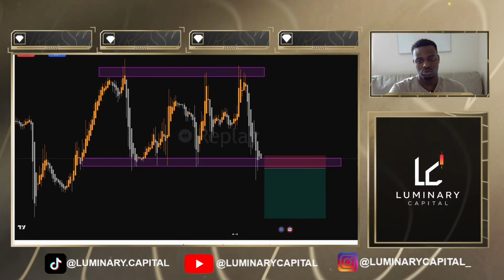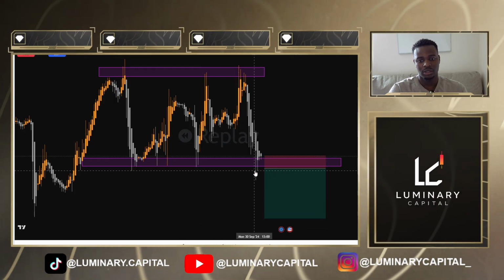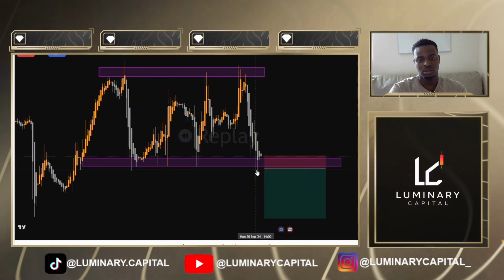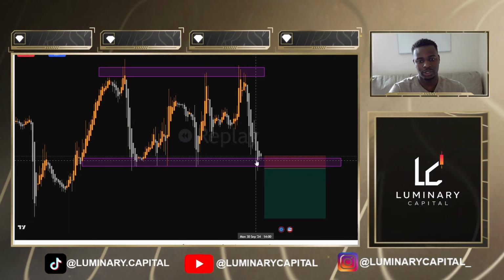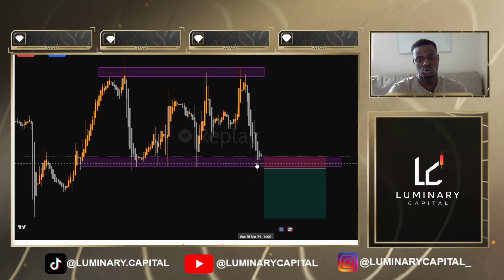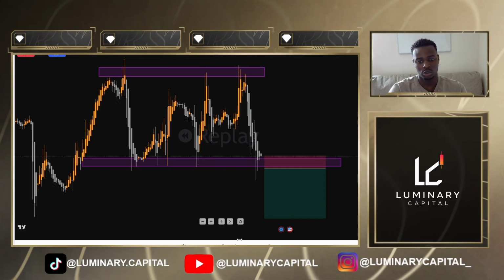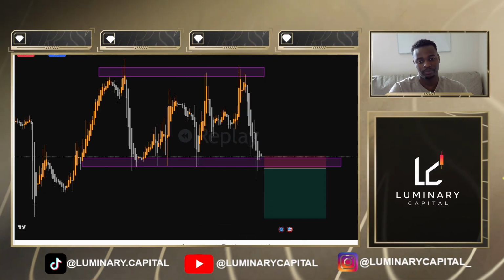So let me pause real quick. Right here, is that a valid trade with support and resistance? No. Why? It's only the wick that broke through. The candle didn't break through and close, which is why you want to see the candle break through and close on that move.